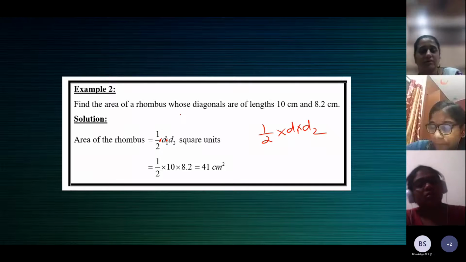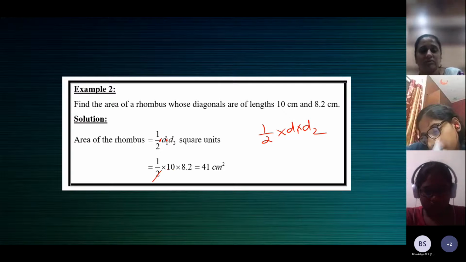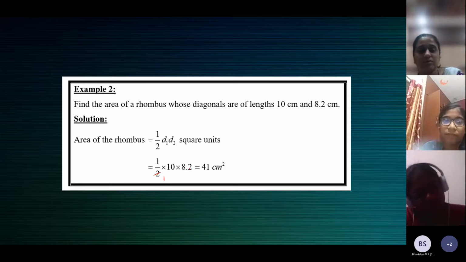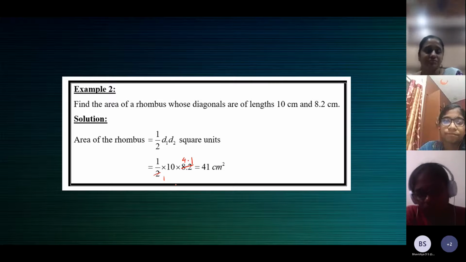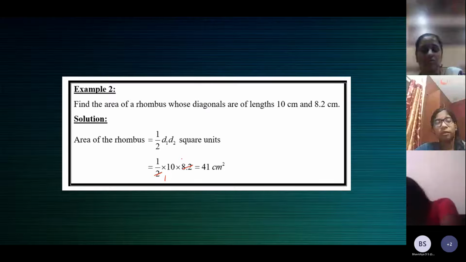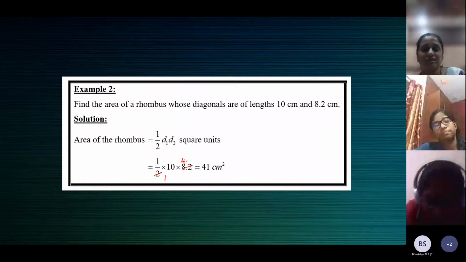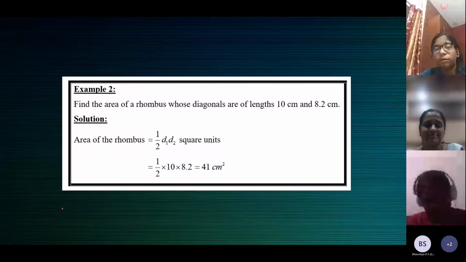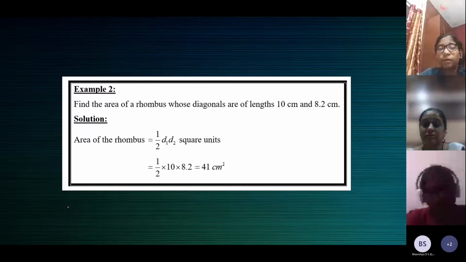So how do we simplify? 2 ones are 2, 2 fives are 10, and 5 into 8.2. Or you can, smartly, you can do this. 2 ones are 2, 2 fours are 8, 2 ones are 2, so 4.1. And 4.1 into 10 is 41. You don't disturb the 10. So 4.1 into 10 is 41 centimeters squared. Yes, ma'am. I did 10 into 8.2 is 82 and by 2 is 41 centimeters.